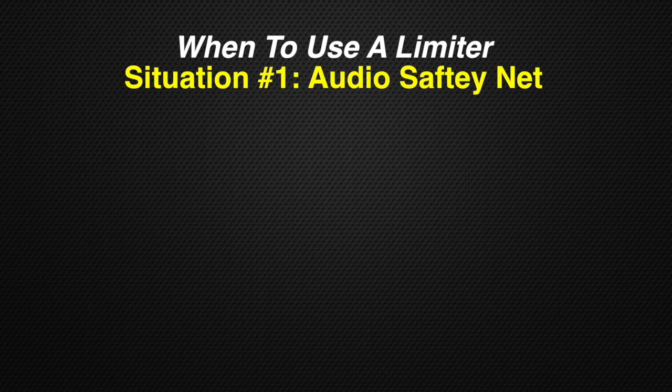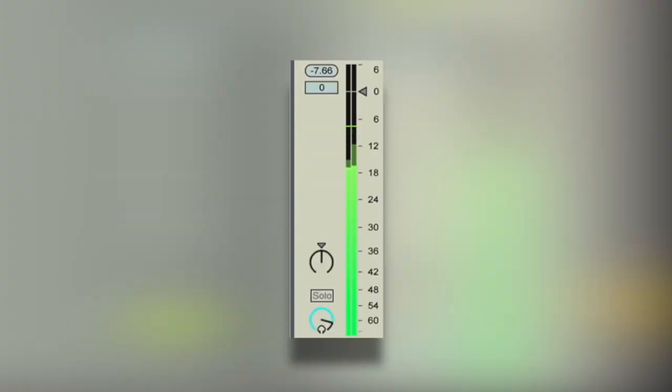Oftentimes, when you do heavy processing on individual sounds, groups of sounds, or even your master chain, sometimes the audio can produce erratic dynamics and create very sharp transients that are very high in amplitude that could harm your audio system and your ears. These erratic dynamics will create digital distortion and clipping, which is the last thing that we want.